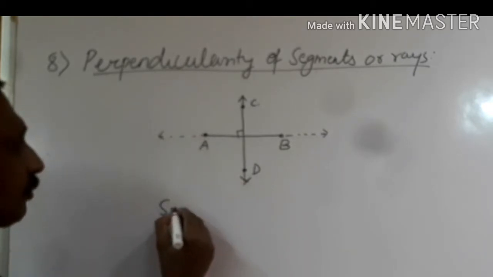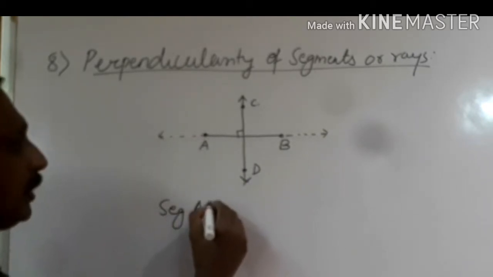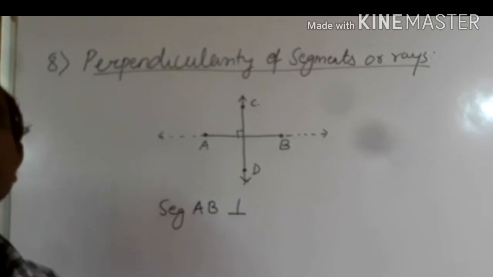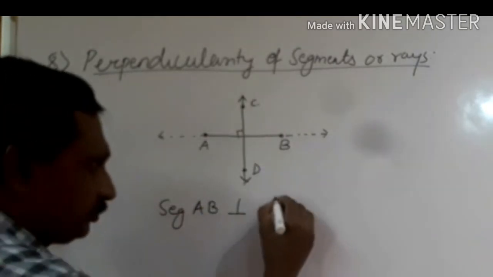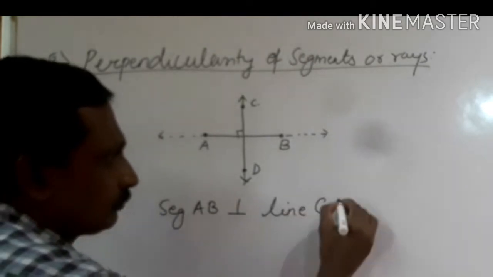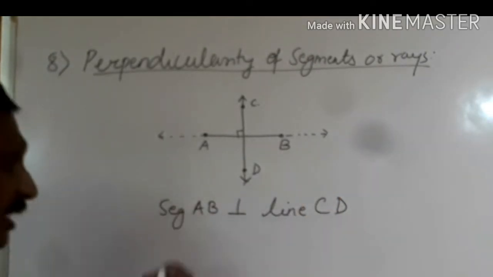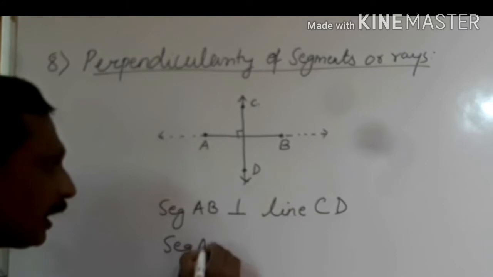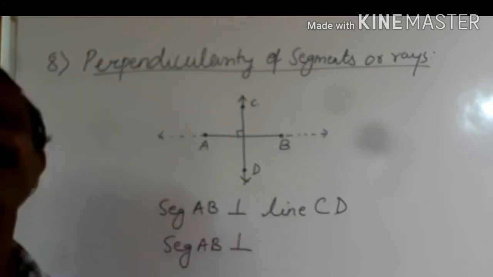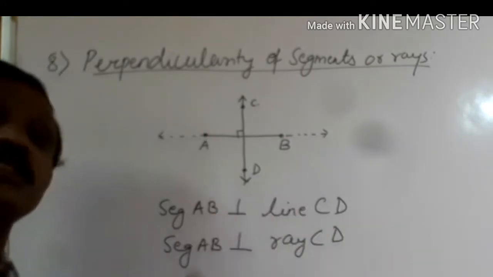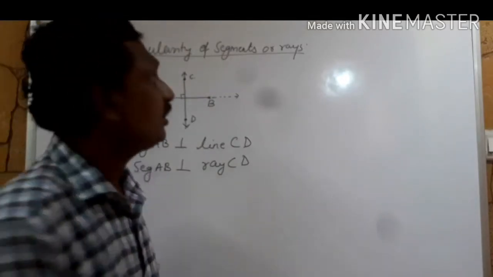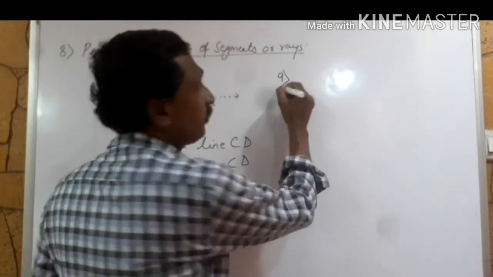Segment AB perpendicular to line CD. Segment AB perpendicular to ray CT.